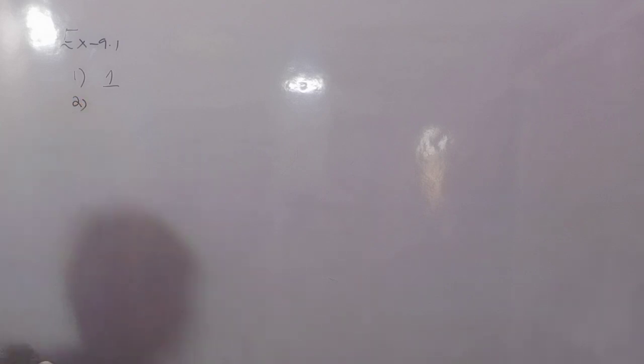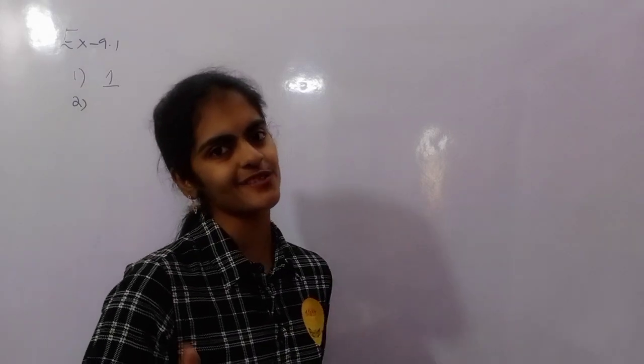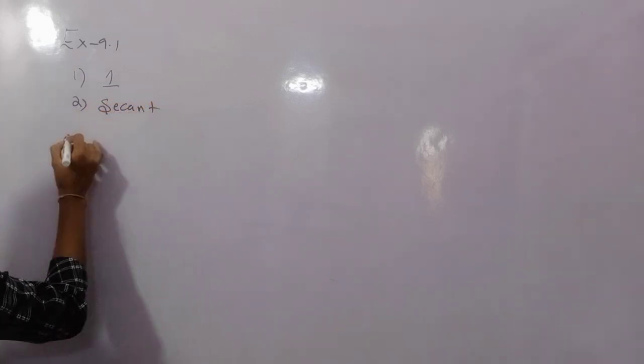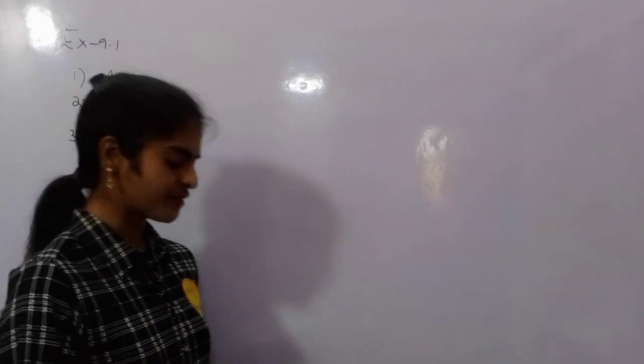Second one, a line intersecting a circle in 2 points is called what? A line intersecting a circle at 2 points is called secant. We have learnt all the definitions, so you have to answer me now.